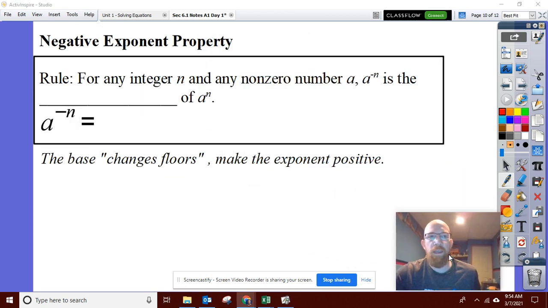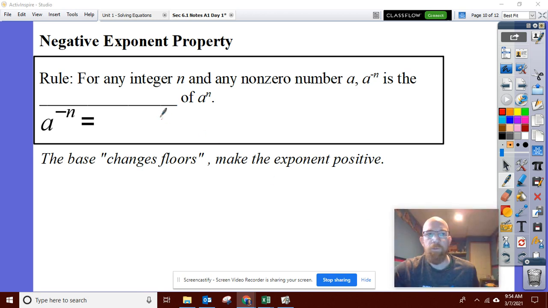All right, the last rule, the negative exponent property. So it says for any integer n and any non-zero number a, a to the negative n is the reciprocal. And we covered this before, remember? Reciprocal basically means you're flipping it. You're making it into a fraction and you're flipping it. Another way of looking at it is again we have that 1. If we make this into a fraction, the 1 goes up here and the a to the negative n goes on the bottom, and then the negative changes to a positive.